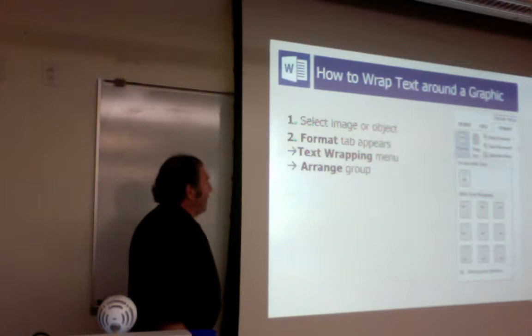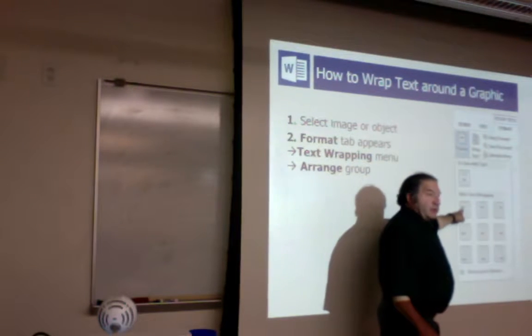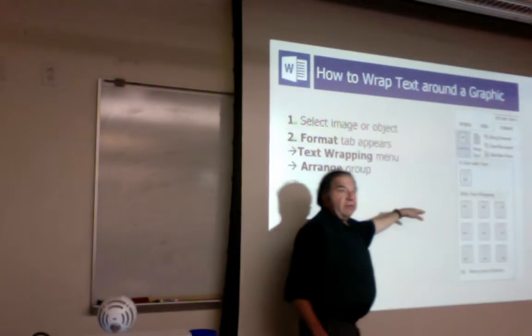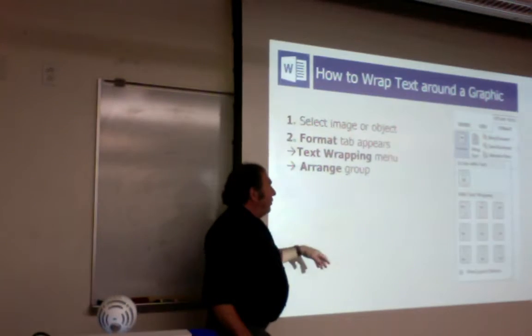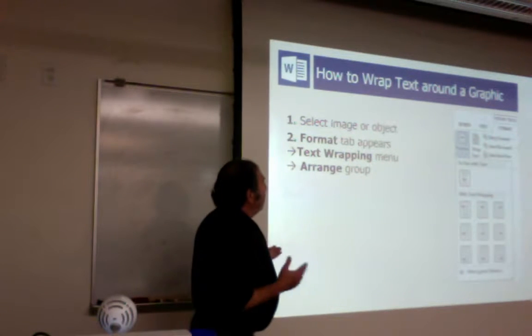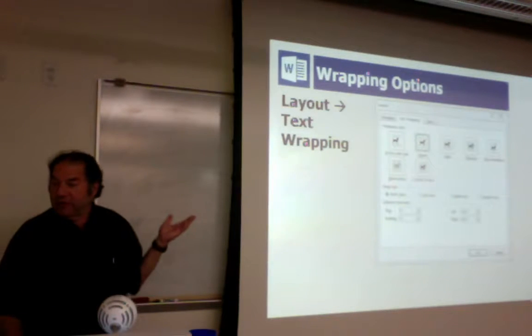It gives you a whole bunch of different options for wrapping the text around the image. There are a bunch of defaults here. If you know you want all the pictures to be in the top left corner, you can just click on that, let the computer figure it out, and the text will wrap around it. So you could use the defaults if you want. You can arrange them if you wish, a whole bunch of different ways. Let me show you what these different things look like.